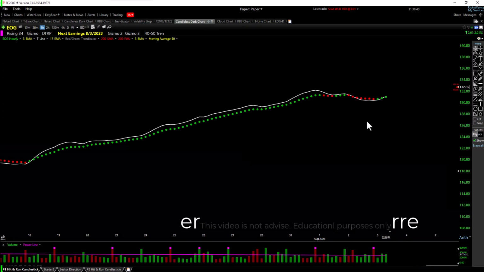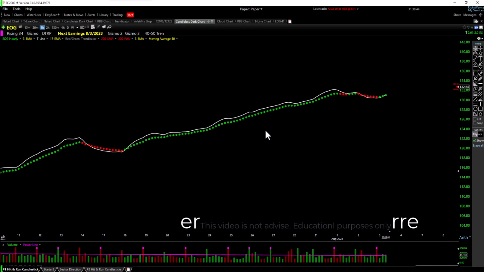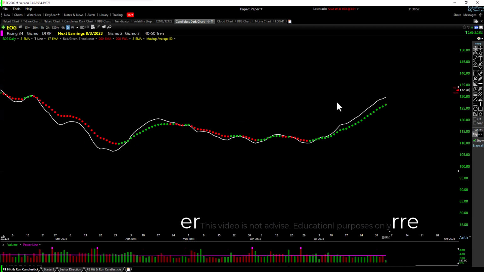If we come over here, here's the daily chart, hourly chart. You can see how we've been up. See how the hourly dipped, or as we're coming out of the dip, rather. There we are. And if you look at the daily chart, we're still rocking. We're still rocking.